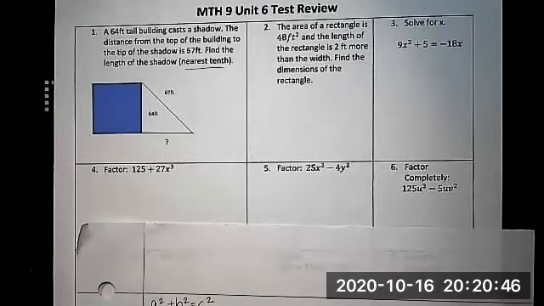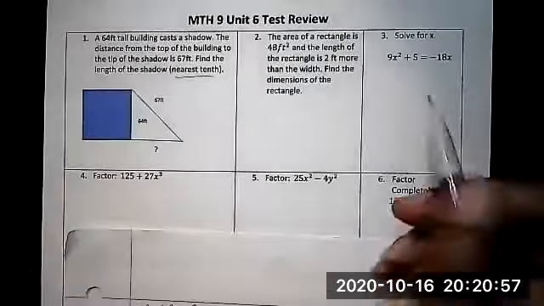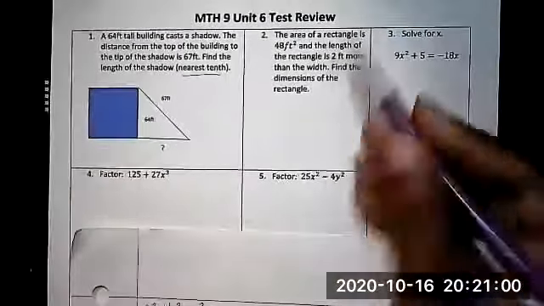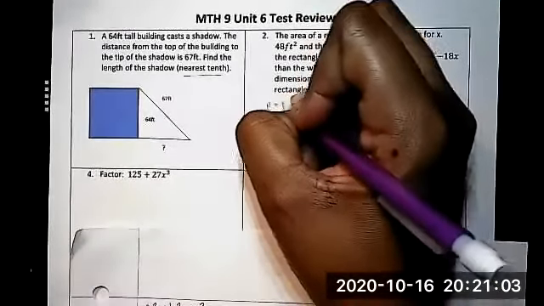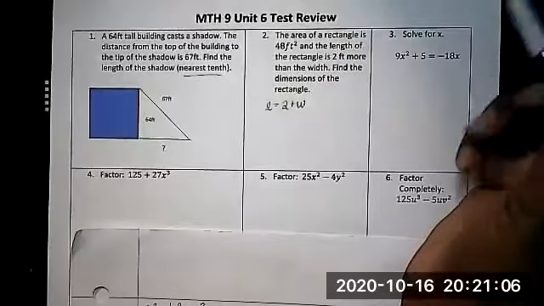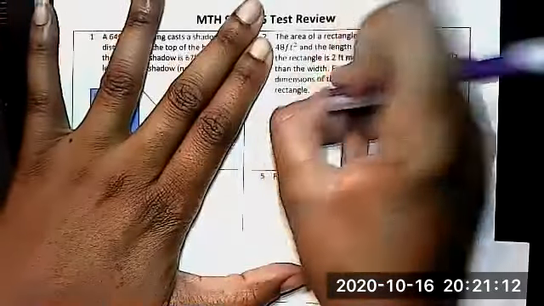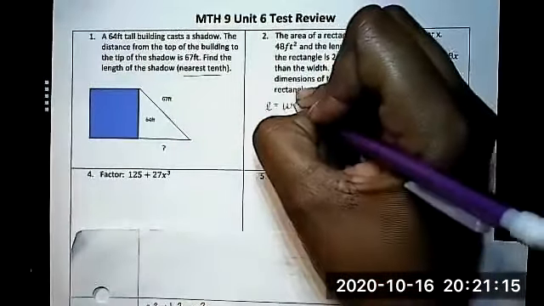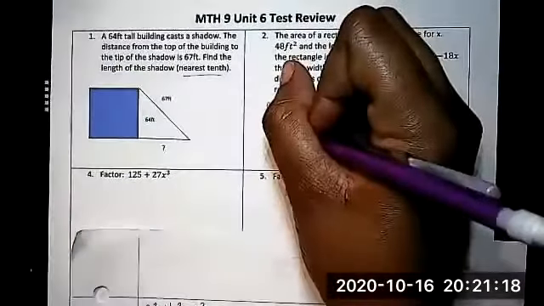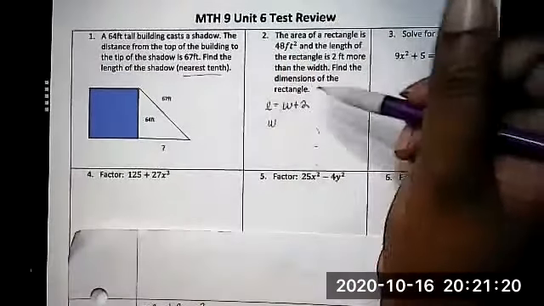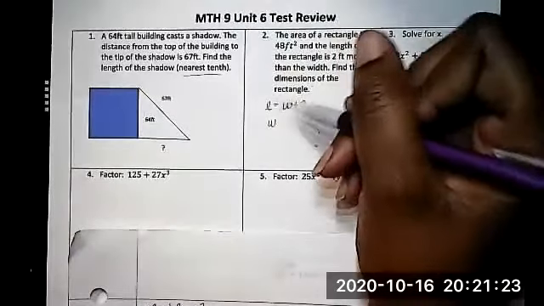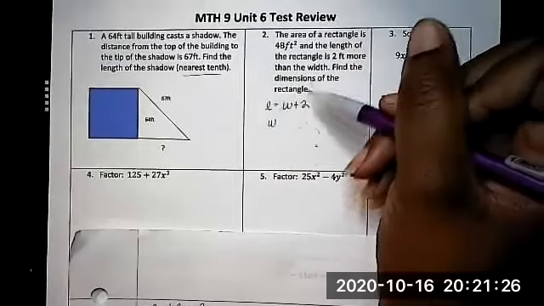All right, so number 2, the area of a rectangle is 48 feet squared, and the length of the rectangle is 2 more than the width, okay? So we know the length is equal to w plus 2. So we know that the width is w, and the length is 2 more than the width. Find the dimensions of the rectangle.